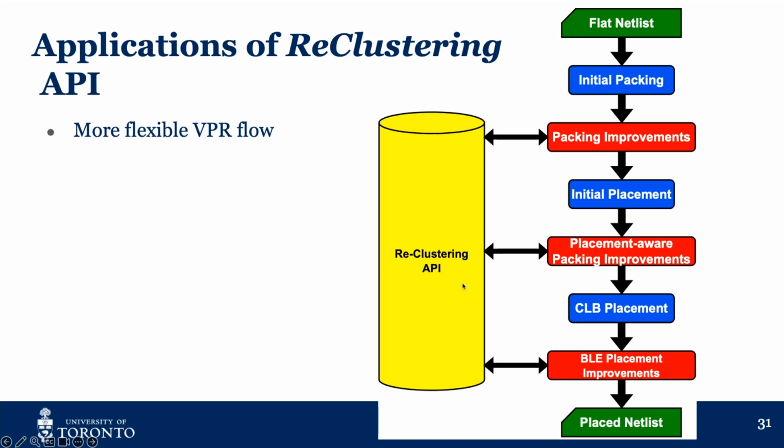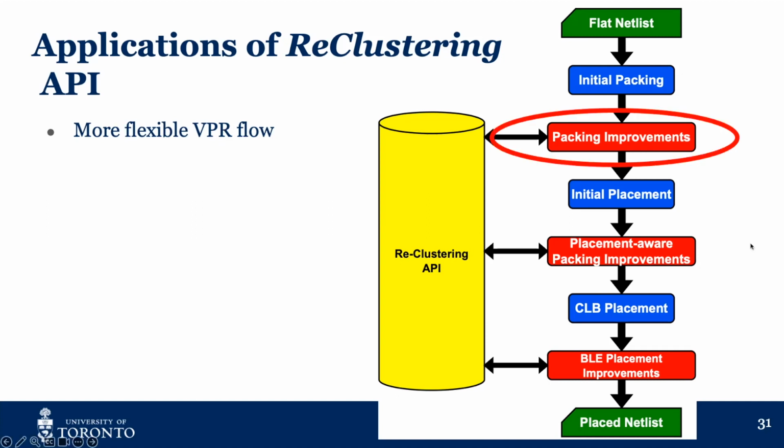Then using the reclustering API, we can improve or increase the flexibility of this flow by adding three different optimizations. First, packing improvements, where we iteratively improve the initial packing by trying an iterative technique. Or after the initial placement is done, we can have some placement-aware packing improvements. Or during the placement, or even after it, we can allow some directed moves that can not only place whole clusters, but even place a single lookup table or lookup table flip-flop pairs.